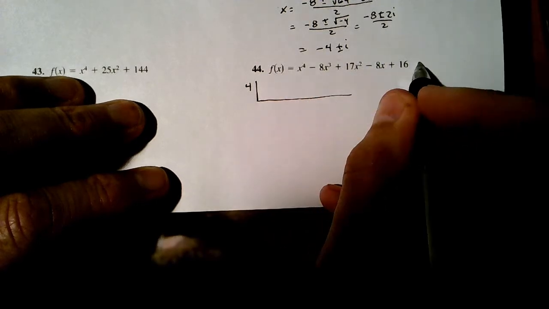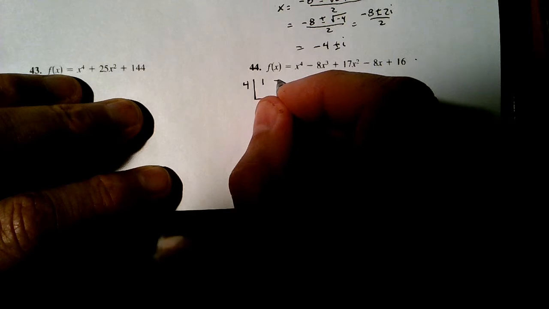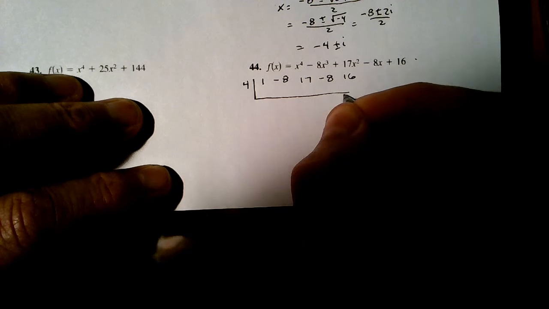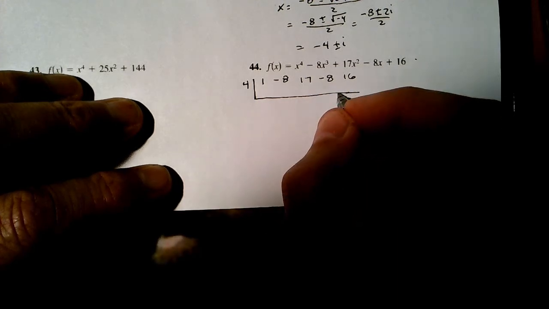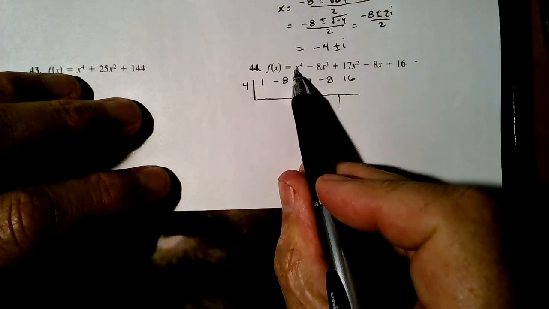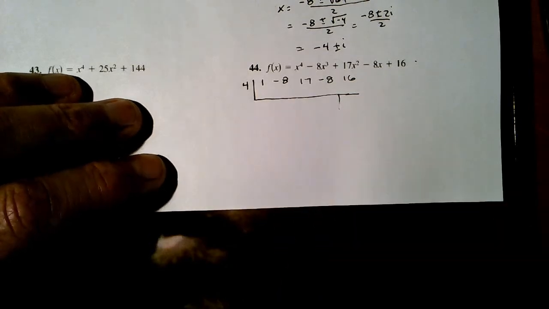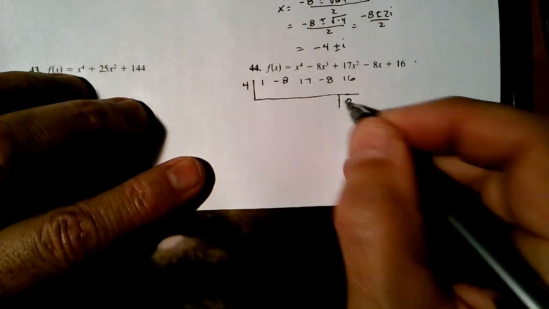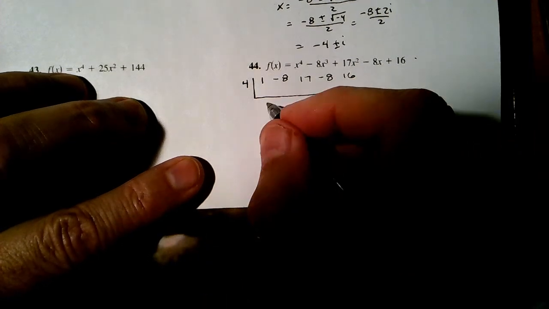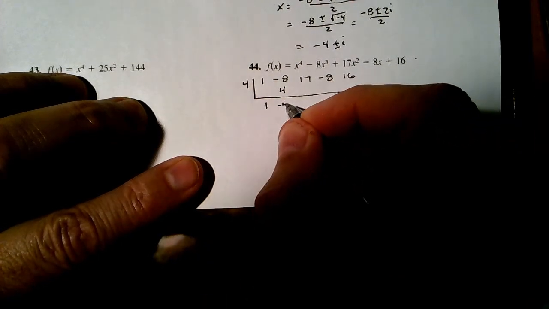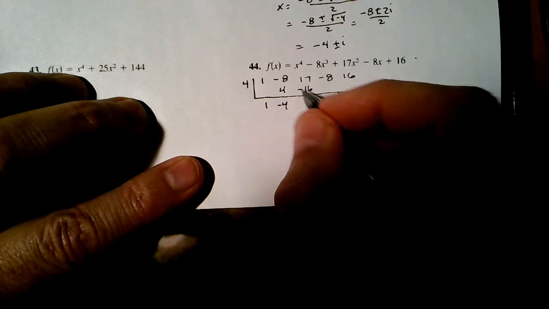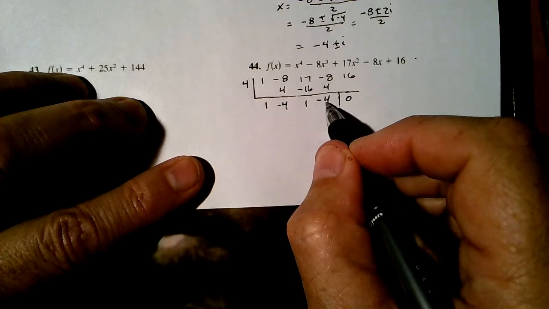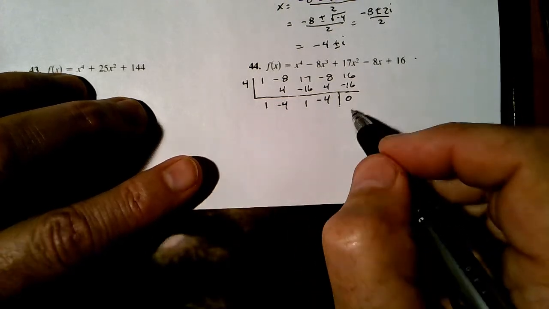4, 3, 2, 1, no x's, no holes. 1, negative 8, 17, negative 8, 16. And again, stress what we used to have to do here is we'd have to just start guessing factors of 16 on 1, and hopefully we'd guess 4 pretty quickly. And then we'd have to go through this process until we get 0. But we know we're going to get 0 at least once here, because our graph told us. So 1 times 4, 4, add them negative 4, times 4, negative 16, add them 1, times 4, 4, add them negative 4, times negative 4, negative 16, 0.